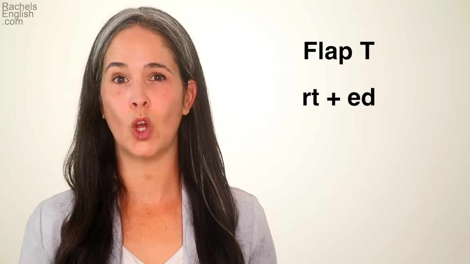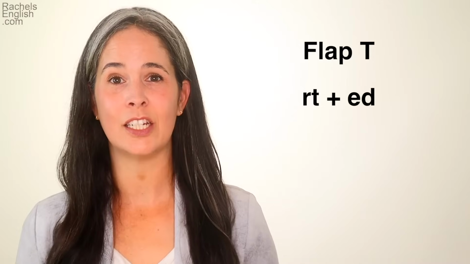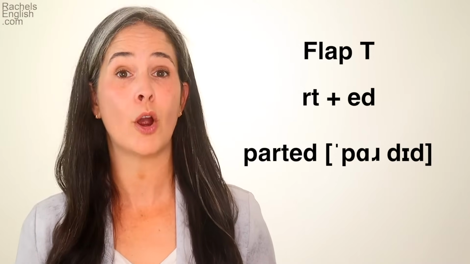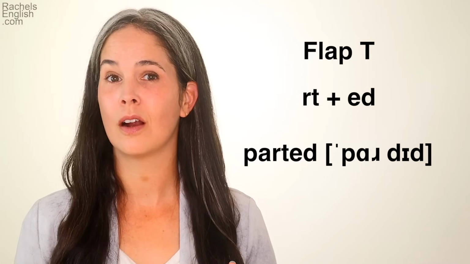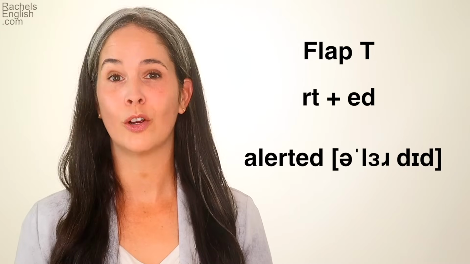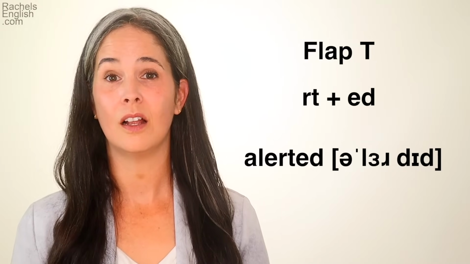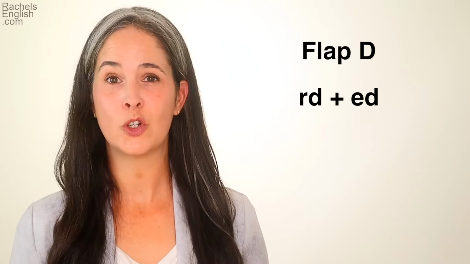The flap T rule also applies when the sound before was an R. So R plus T plus vowel or diphthong is a flap T. That means all the RT ED ending words have a flap T, like parted, alerted. And this is also true for the D.